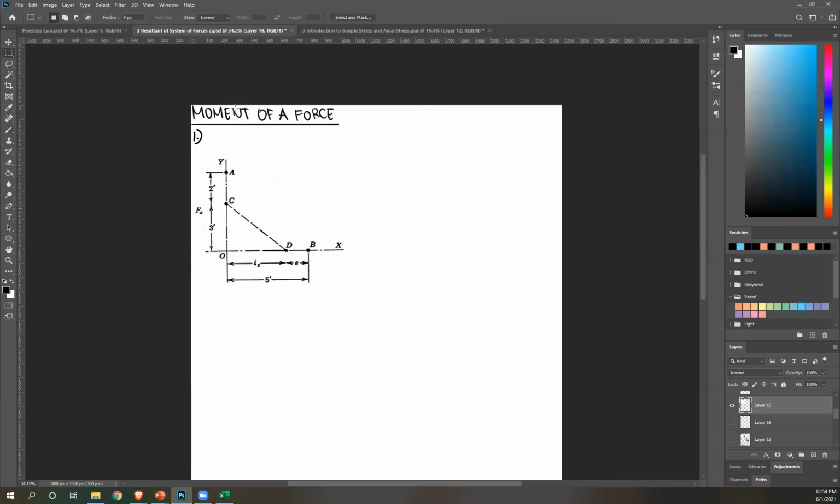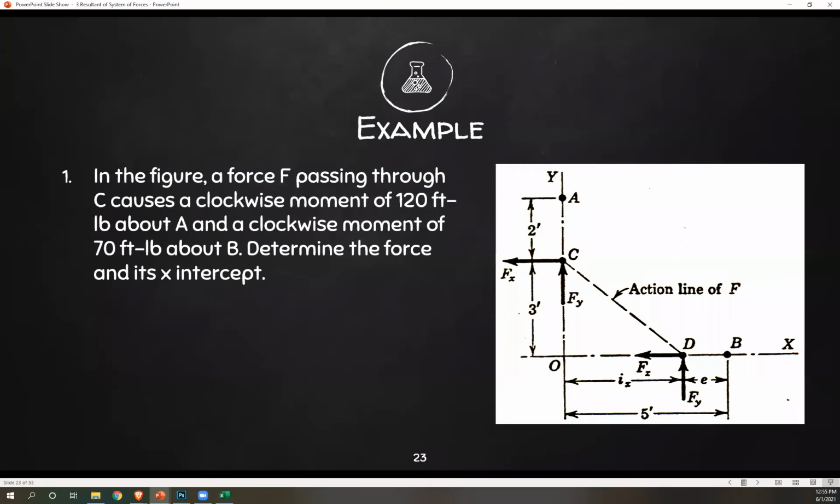I'll write it here. Moment about A means A is taken as the moment center, and the answer for that would be 120 unit pound-foot. And then moment about B was 70 pound-foot. Once again, clockwise, so positive.